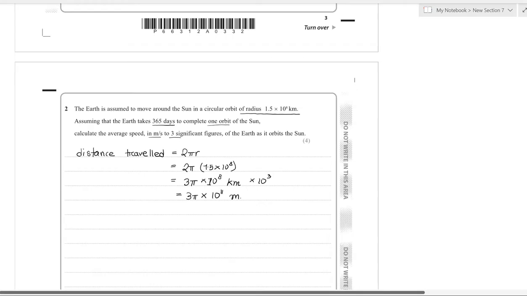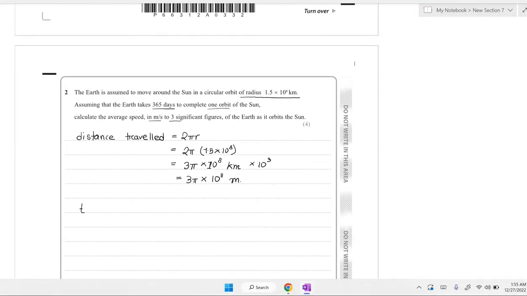And then we need to find the time. So it takes 365 days to complete one orbit. So now we need to convert 365 days into hours. One day has 24 hours, so 365 days will have 365 into 24 hours. And each hour has 3600 seconds.